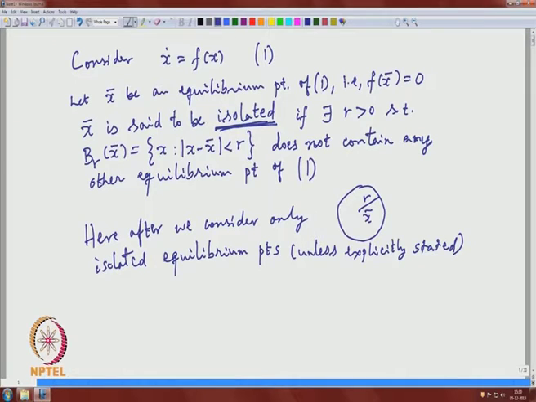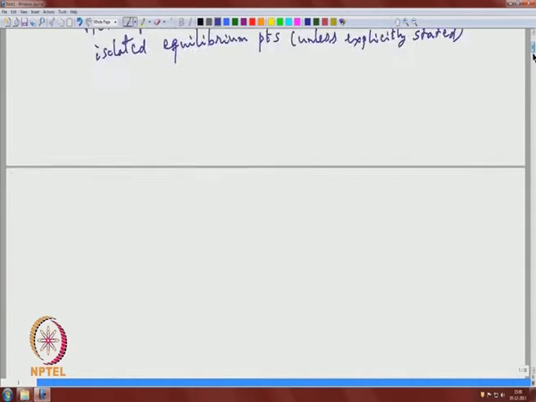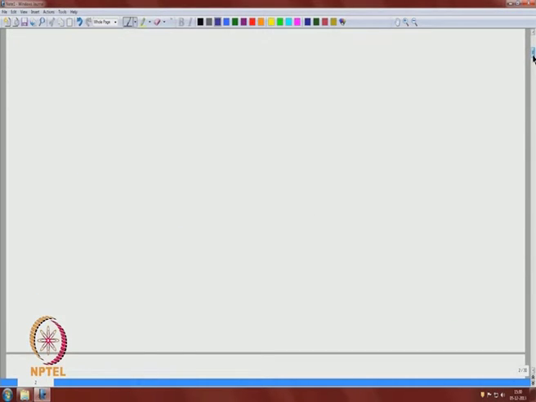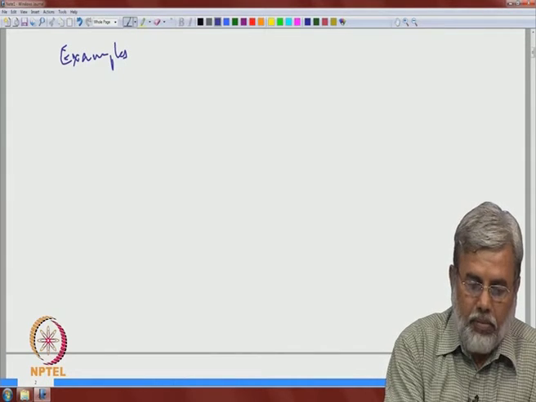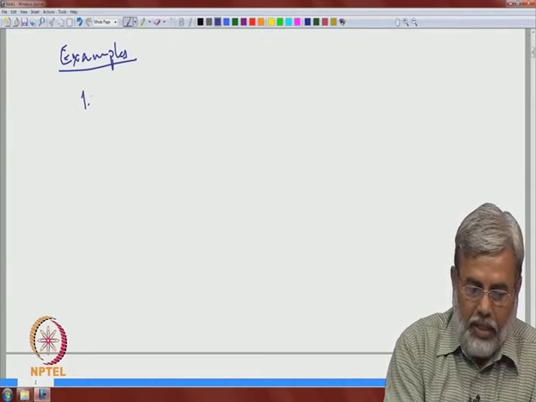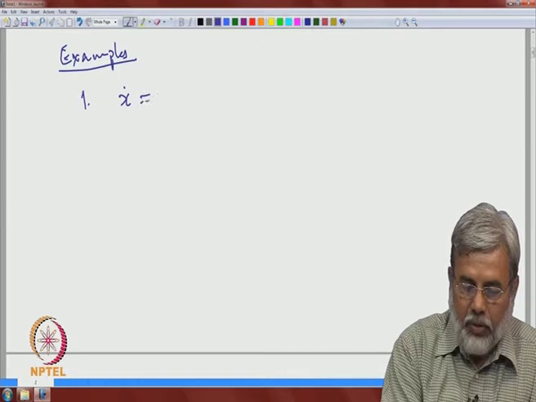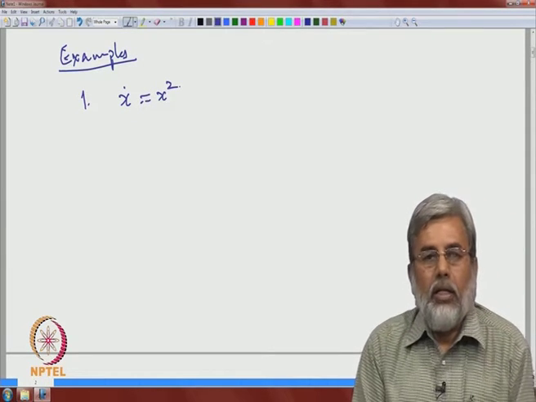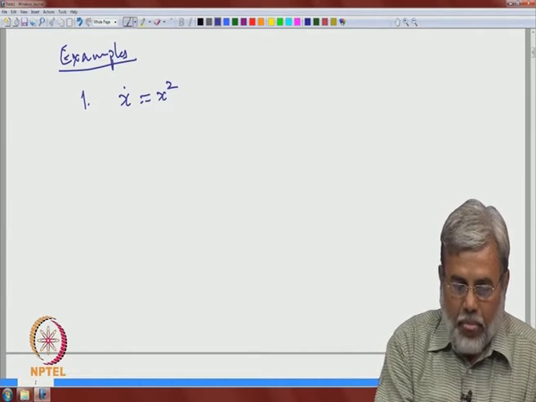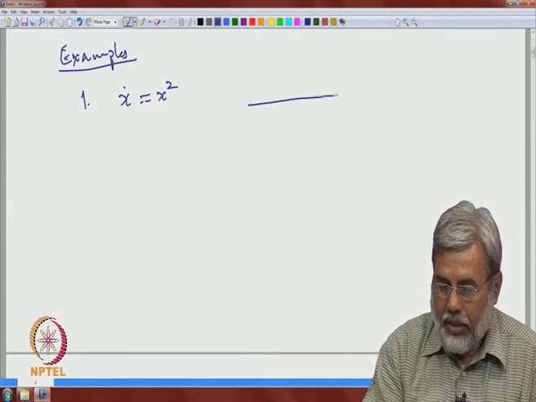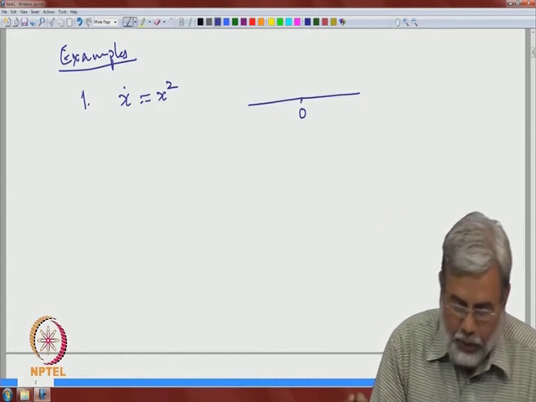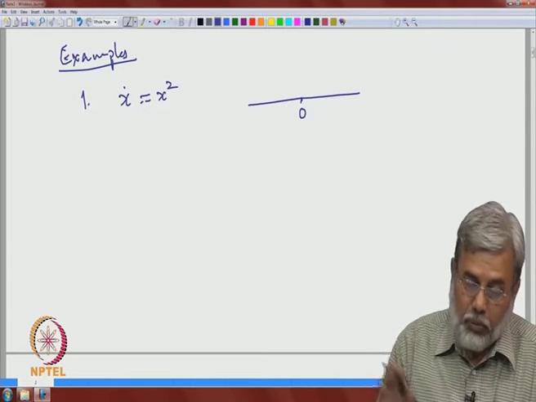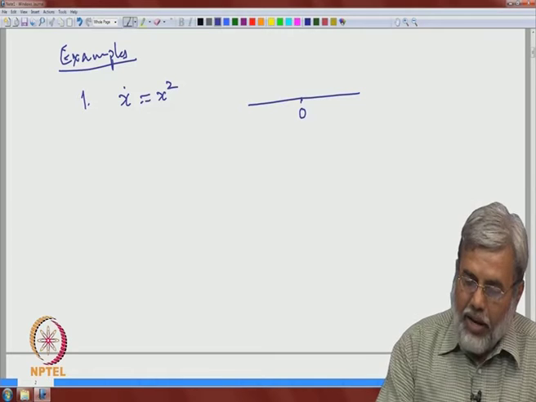Before we move on further, let us immediately consider again those examples we did in the last class. So, examples. Start with the 1D system x dot equal to x square. And 0 is the only equilibrium point here, and certainly it is also isolated because there are no other equilibrium points.